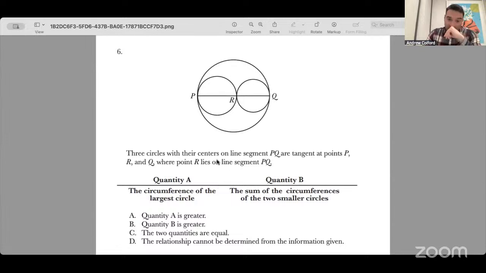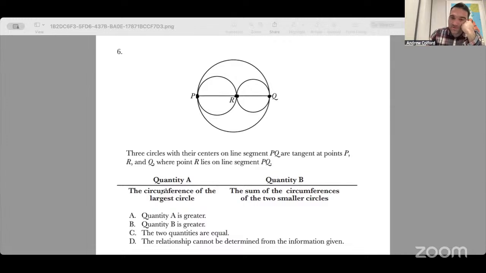So we have three circles with their centers on line segment PQ, tangent at points P, Q, and R. Tangent just means touching, right? What that's saying is that these circles are touching there, and there, and there. So that's something we have to assume. The circles are touching. We can't draw this so that they're not touching.